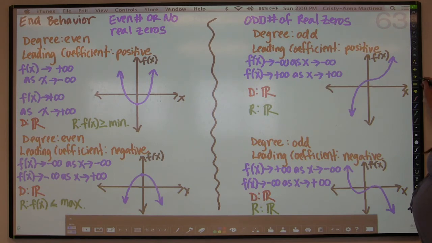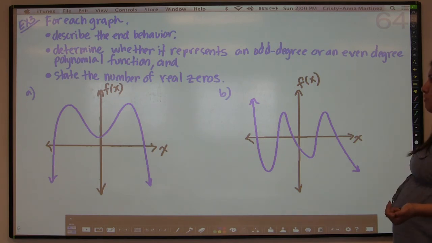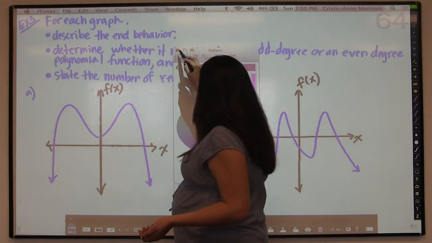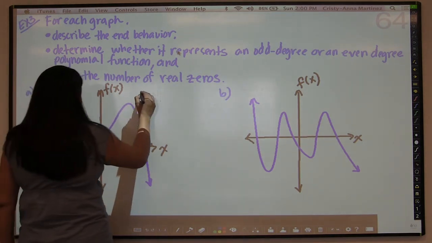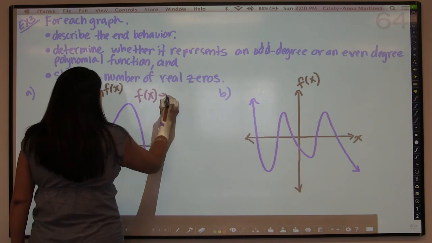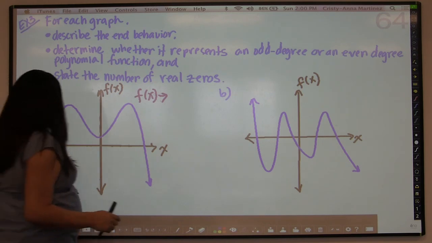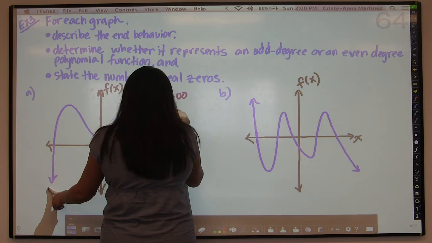That is important as we do this last example, because they want us to describe the end behavior for each graph, determine whether it represents an odd degree or an even degree, and then state the number of real zeros. So we're going to do that perhaps in a different color. First and foremost, describe the end behavior. We're going to say f of x, so the y values, on the left, which is always where you start, are approaching negative infinity. They're going down, down, down. So the y values are approaching negative infinity as x approaches negative infinity.